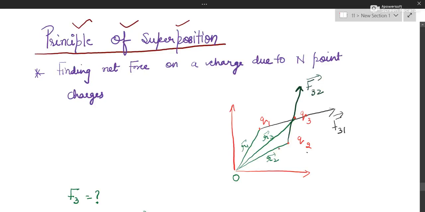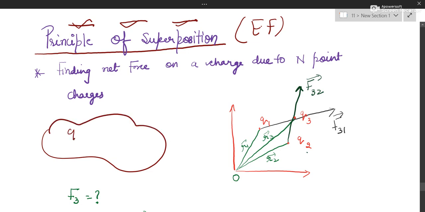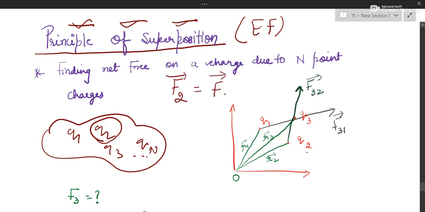So the topic is principle of superposition, when applied to electrostatic force. Suppose we have a system of n charges q1, q2, q3 and up to qn. Then the net force on one charge, suppose the net force on the second charge, will be equal to the vector sum of all the forces that everyone is exerting.